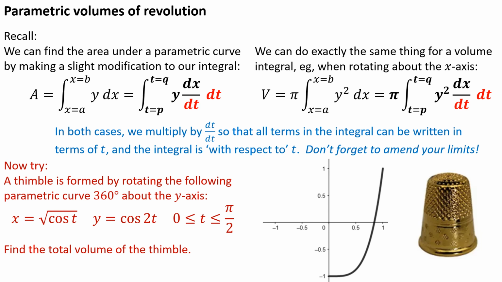We're trying to create a thimble shape, so there's a sort of flattened shape at the bottom and then it curves upwards. Pay close attention to the values of t so you can work out what your limits should be. But chances are we're going to go from 0 to pi by 2. You'll want to double check which way around your limits might need to be and when you reach each of those points. Notice that we're rotating around the y-axis.